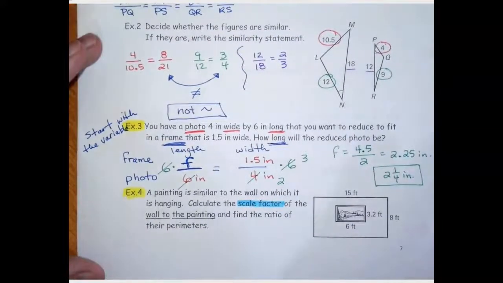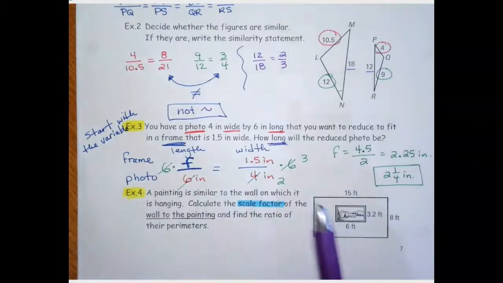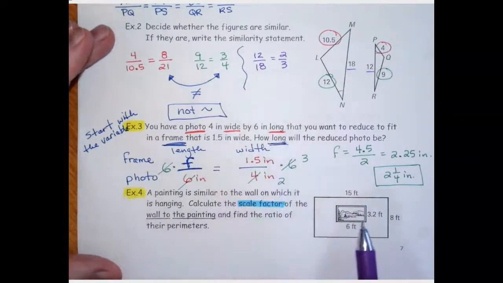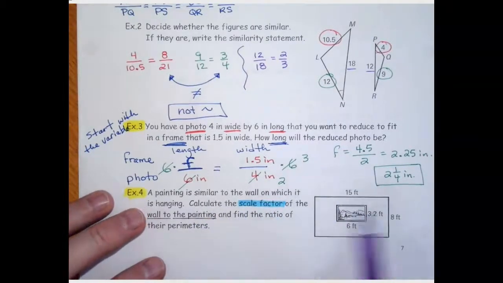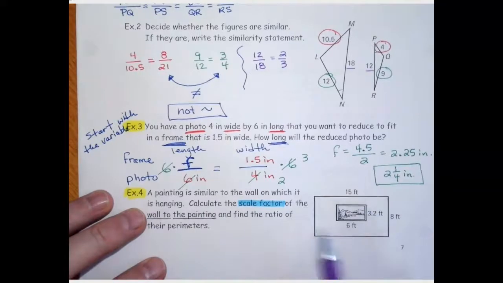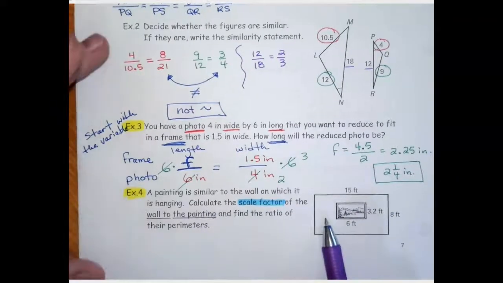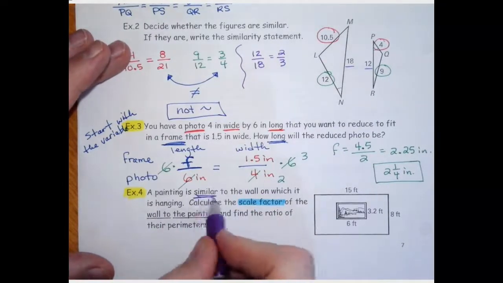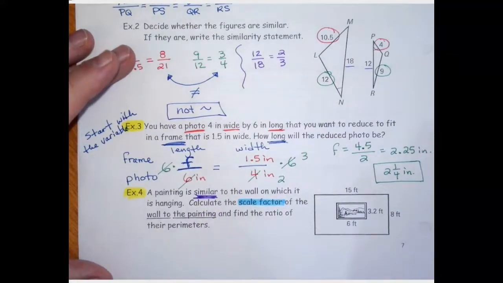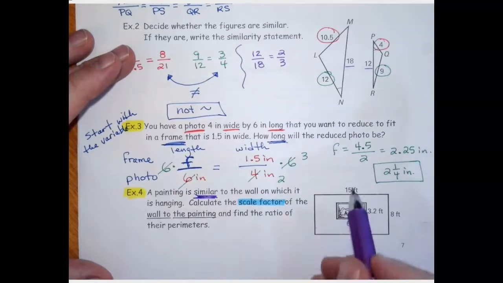So another similar situation, except now instead of a picture and a frame, we have a picture and a wall. It says a painting is similar to the wall which it's hanging on, which means all the angles are 90 degrees. Well, they don't have to be 90 degrees, but they all have to be equal, and we assume that they would be 90 degrees. It's a wall and a painting. Since it says they are similar, that means that they have to be proportional. Alright, so we have a comparison of 3.2 to 8 and 6 to 15.